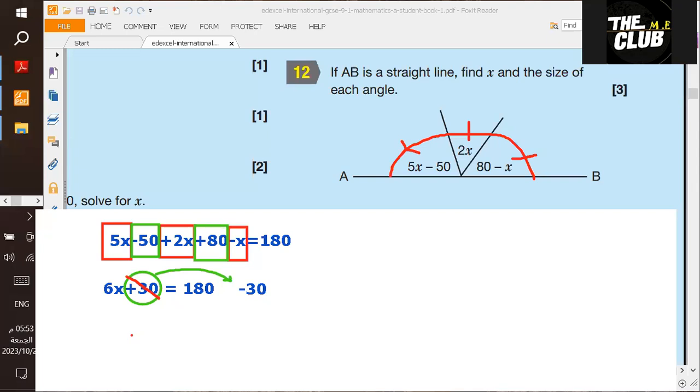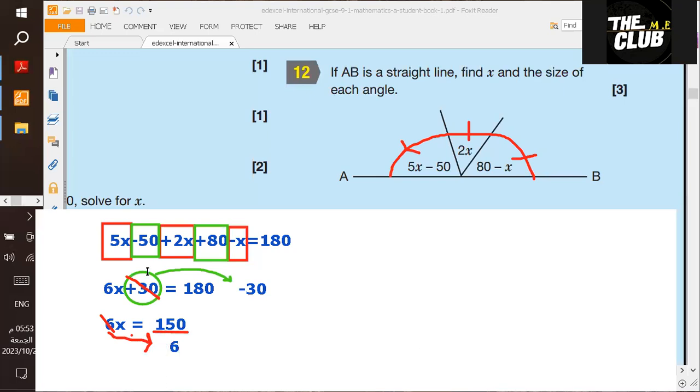180 minus 30. So I'm going to write it again. So 6x equals 180 minus 30. 180 minus 30 is going to be what? It's going to be 150. 6 is multiplied by the x. So I'm going to take it to the other side by dividing because it's multiplied. So this one will be divided like this. 6 is going to be divided here. So I'm going to remove the 6 and I'm going to put it down here.